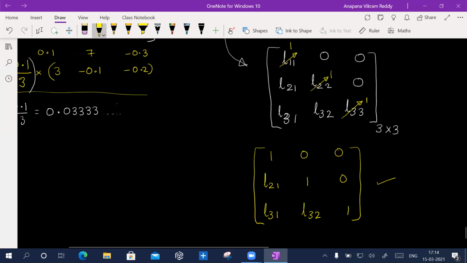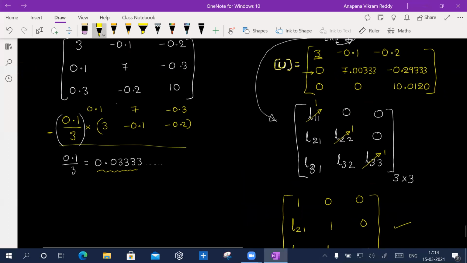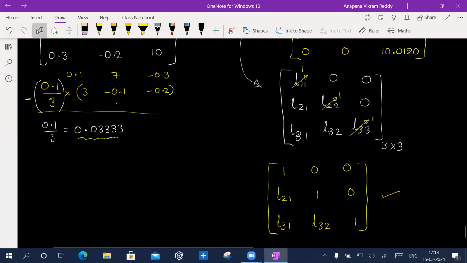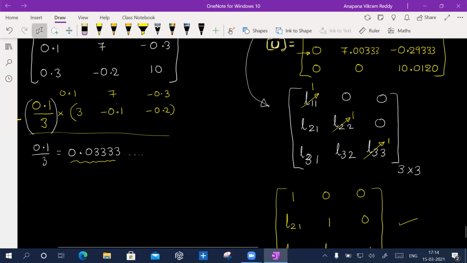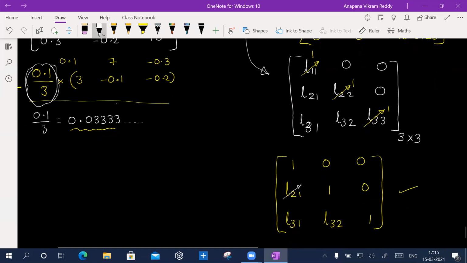Now this L21 can be replaced by what value? 0 point something. Why so? Focus on this 0 here, and that 0 was achieved with some multiplier. That multiplier we have to place here at L21. Are you getting this? So this 0 and L21 have some connection like that. Therefore I could say L21 is equal to 0.03333, and so on. Agree? Yes, sir.